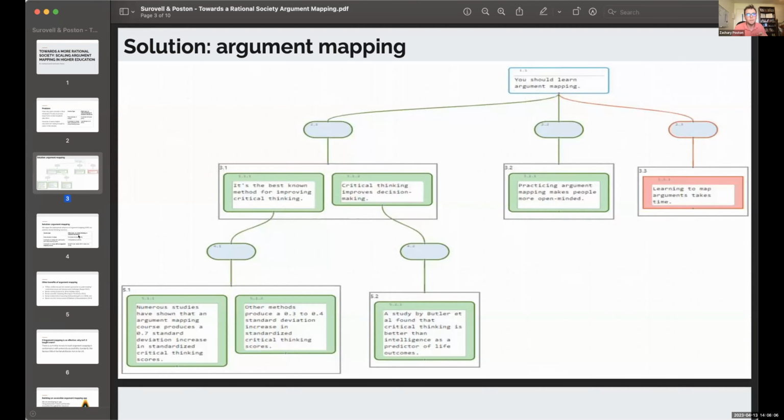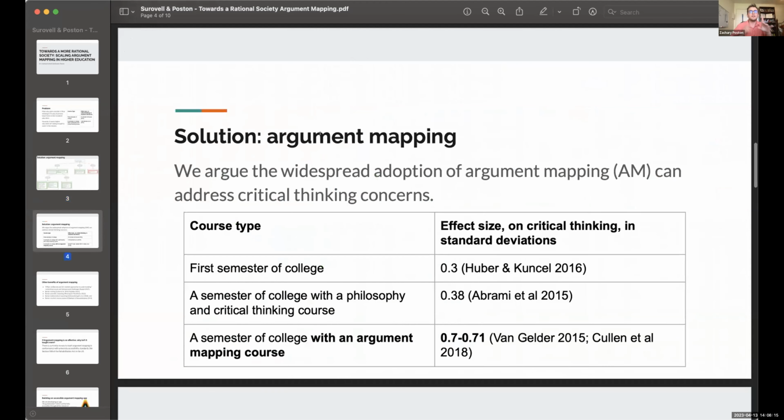It's important to note that you might see, well, this is just a diagram. It just shows this cool thing. How do we know it really works? Well, let's just go to the data then. Solution: argument mapping. We argue that the widespread adoption of argument mapping can address critical thinking concerns, particularly those of meager gains in higher education.